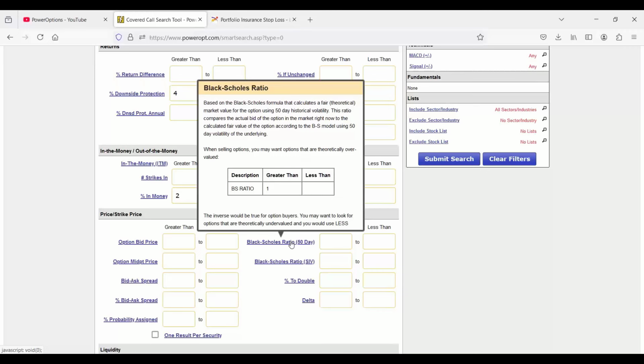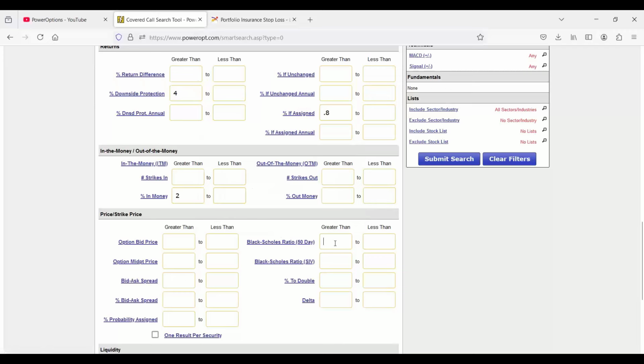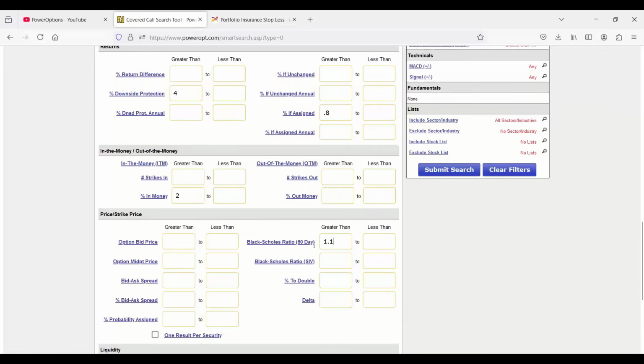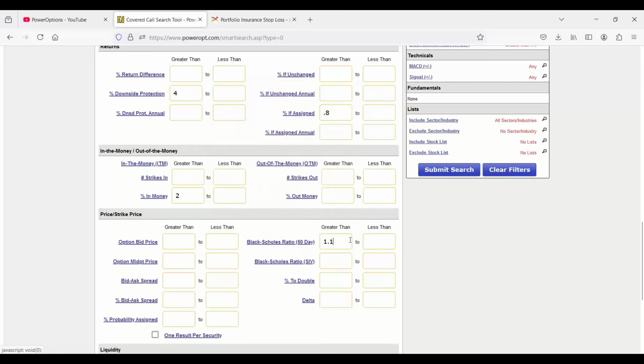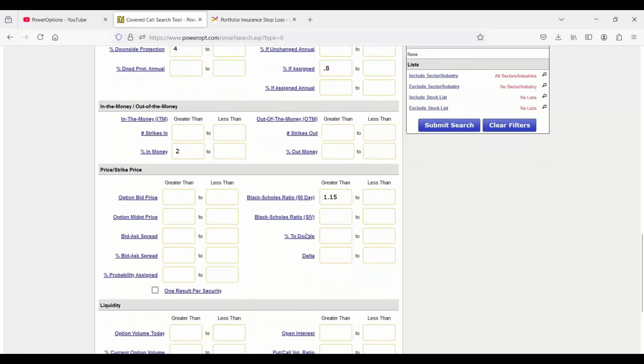But naturally, we know there are many options that aren't priced at their Black-Scholes value. Similar to the IV over HV, we'd look at this the same way. We'd put in a Black-Scholes ratio of greater than 1.1. It's the actual price of the option divided by what it should be worth. So I want to see something that's 10 or 15% overvalued. So I'll use a ratio of 1.1, 1.15, 1.2 as we did before.